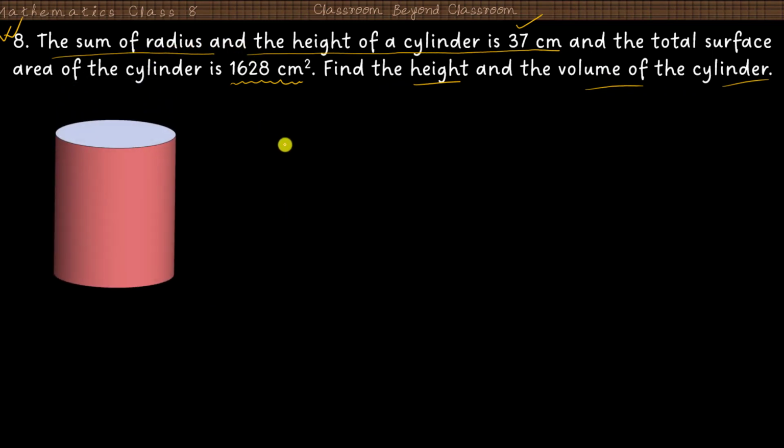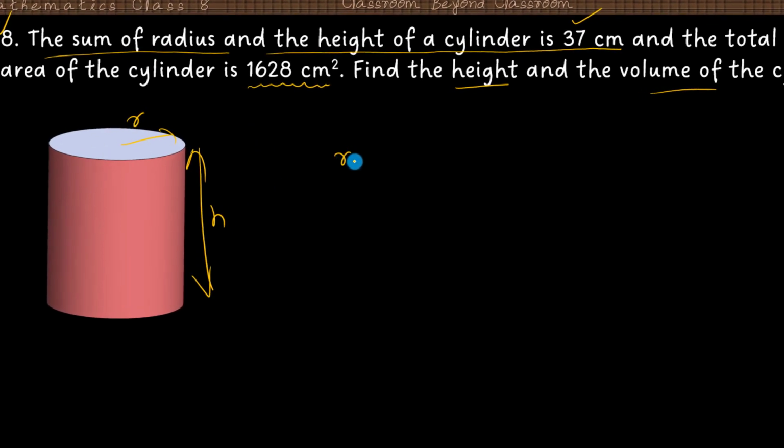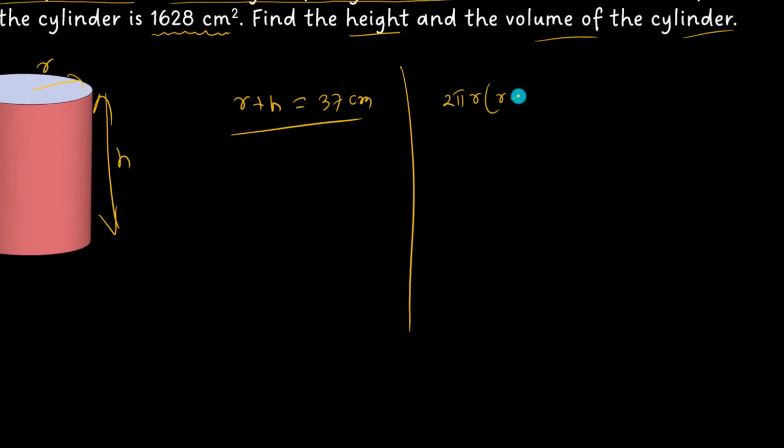So the sum of the radius and height of the cylinder. This is the radius and this is the height of the cylinder. It is given r plus h is equal to 37 centimeter. Then again the total surface area of the cylinder is this much. So total surface area equals twice pi r common, r plus h. This is the total surface area, that is equal to 1628 centimeter square.